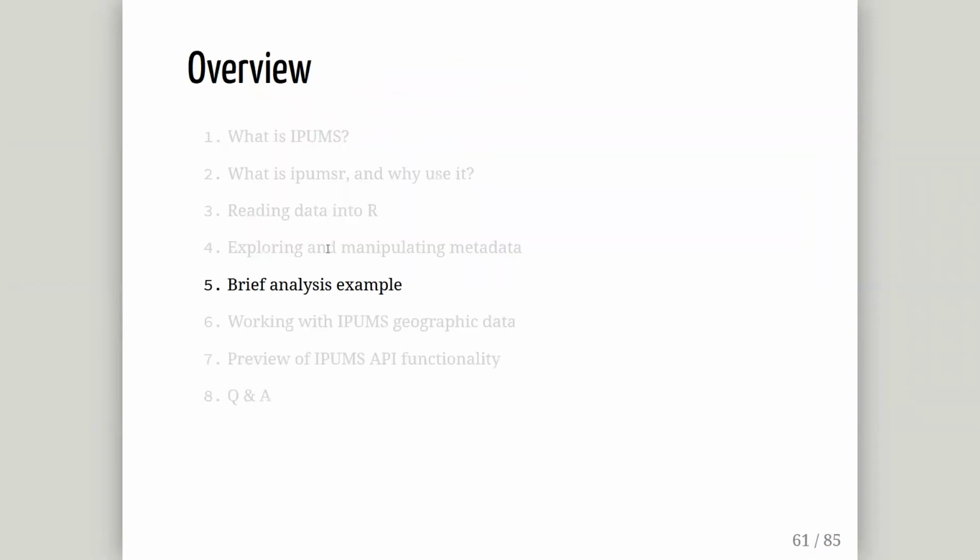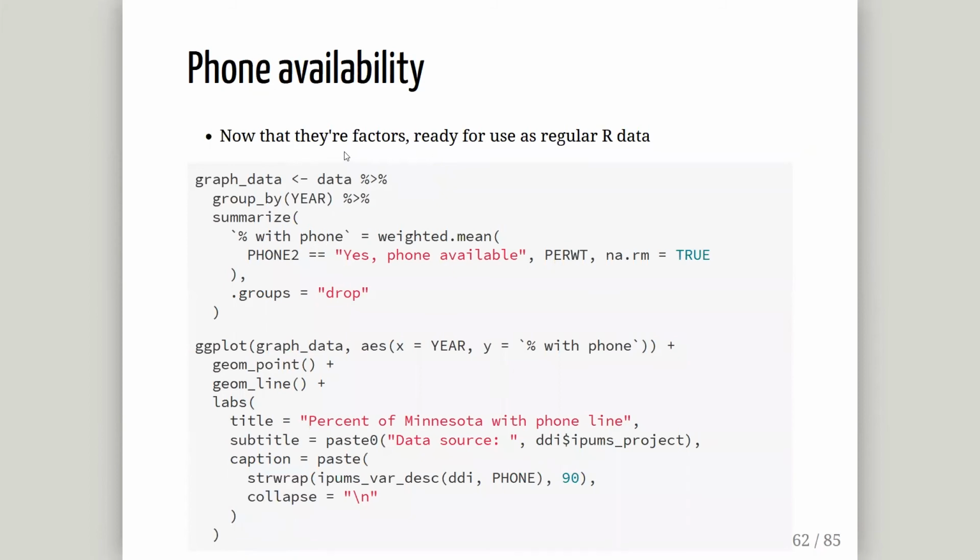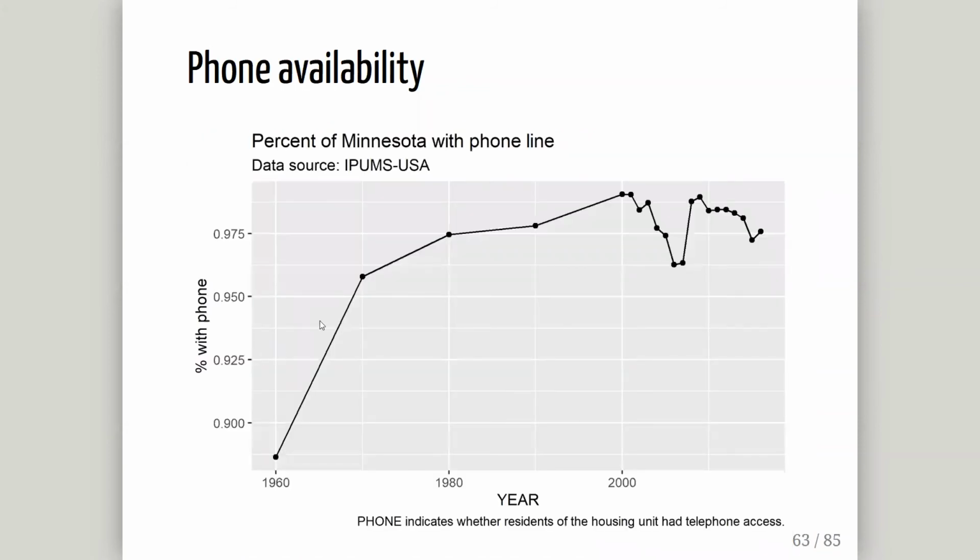So let's quickly look at a brief analysis example. Now that we've converted to factors, we can use them as regular R data. So here we're summarizing by year and creating a summary percentage of people with phone in each year using that phone variable that we created. And we had set the 0 and 8 to missing values, so those will be excluded by using this option. And then we can use geom_point and geom_line from ggplot to create a nice plot here of access to phone over time. So you might look at this graph and say, what the heck is going on here?